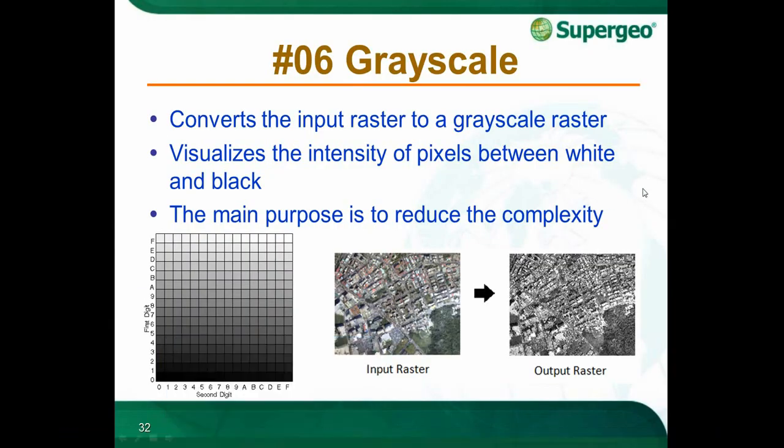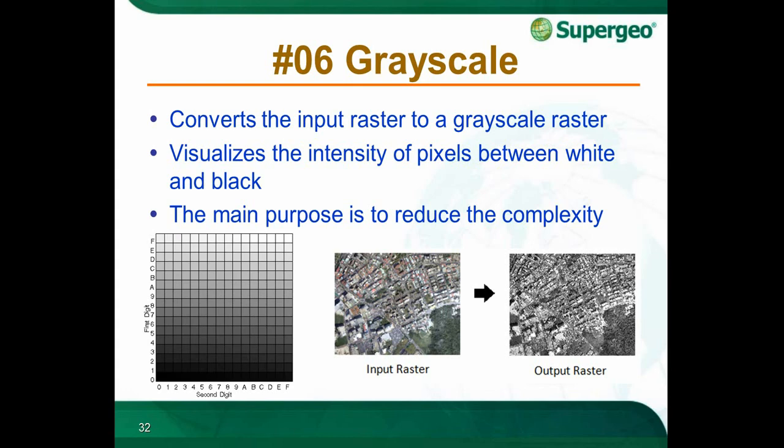The sixth part we're going to talk about is the grayscale. What is grayscale? The grayscale tool converts the input raster, which you can see in the picture below our slide, into a grayscale raster. We perform grayscale if the original data is full of color.